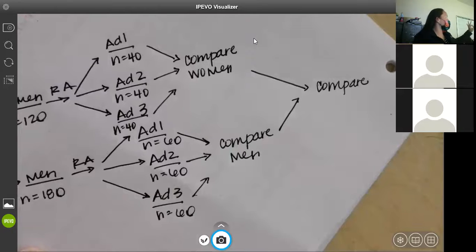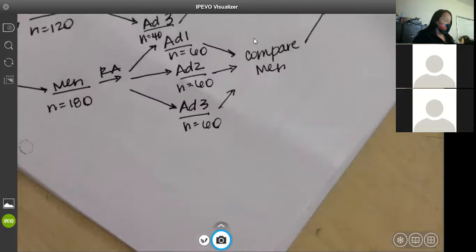So we know 3 ways to random assign. What are those 3 ways? CAT method, technology, or table D. Is everybody good? So we've got to pick a way. So I want you to pick your calculator. I still don't know how to do it. Well, that's what we're going to talk about. What's the first thing we've got to do?